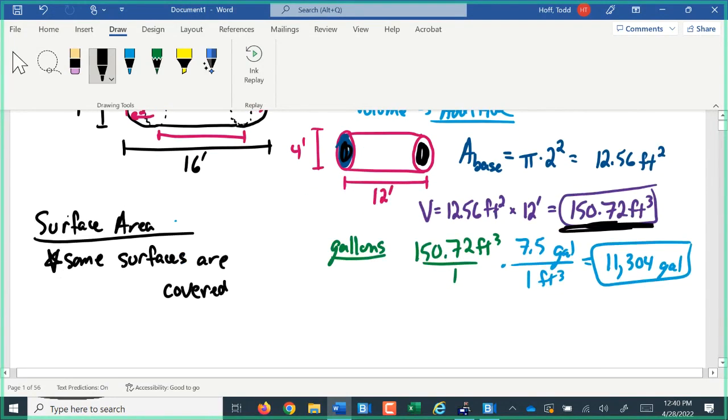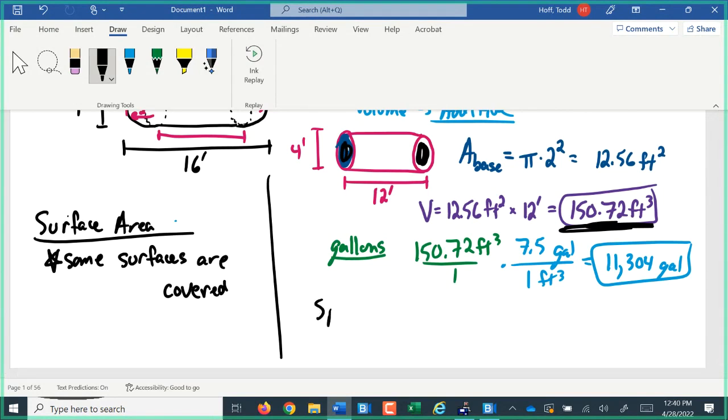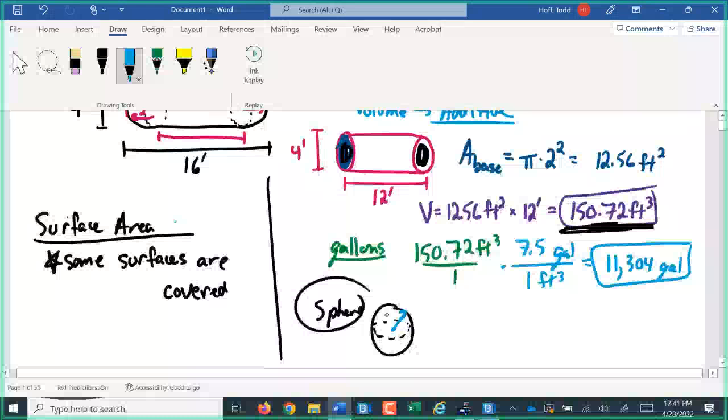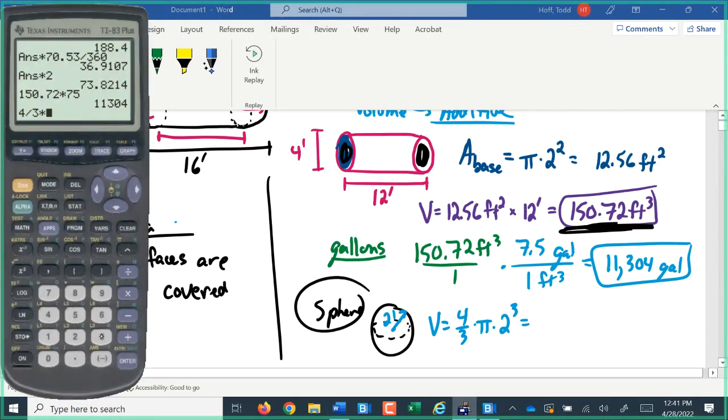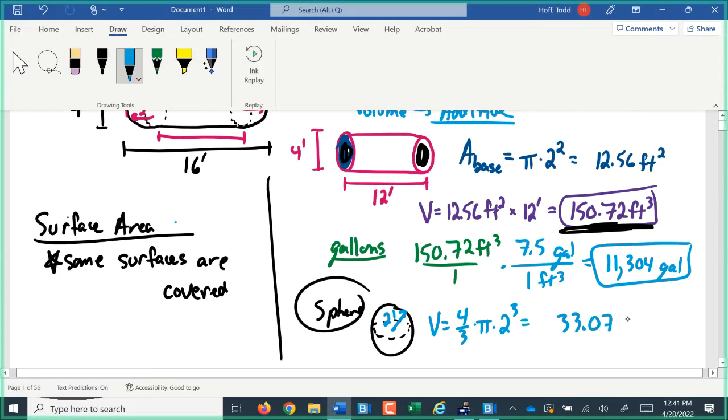Divided by 2. Oh, the circle. Here. I say, well, there's 2 half spheres, aren't there? Yeah, but of course, 2 half spheres make 1 full sphere, right? What's the radius of our sphere? 2 feet. So volume is 4/3 times pi times radius cubed. So just do 4 divided by 3 times pi times 2 cubed. 33.07 cubic feet.